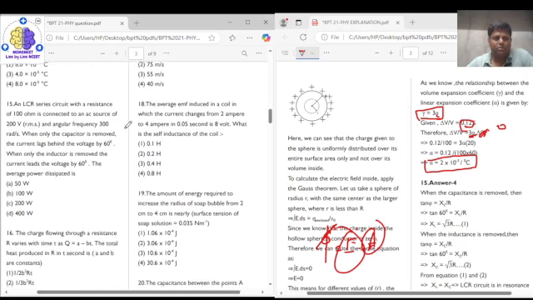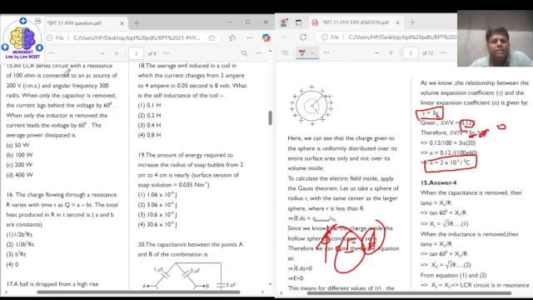So, coming to question number 15. Question number 15 says that an LCR series circuit with a resistance of 100 ohm is connected to a source of 200 volt RMS, right? And a angular frequency of 300 radian per second. When only the capacitor is removed, the current lags behind the voltage by 60 degrees, okay. And when only the inductor is removed, the current leads the voltage by 60 degrees. Then the average power dissipated is.